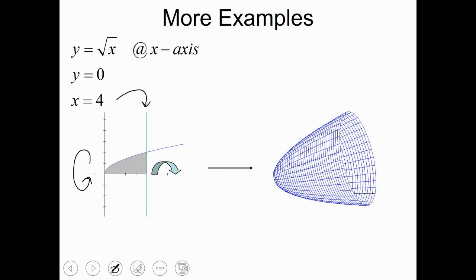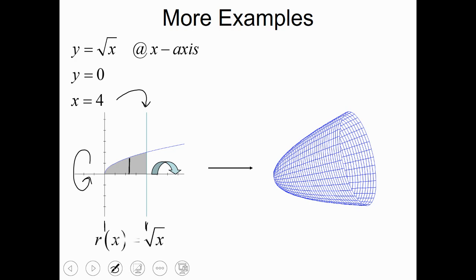So this is our kind of 3D image that we get. When I draw my radius, this is going to be my radius. And when I write that radius, it's just going to be my function. My boundaries, I'm going to start my slicing here at 0. I'm going to end my slicing here at 4.